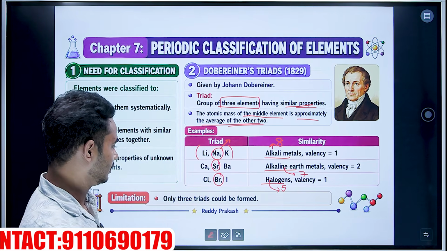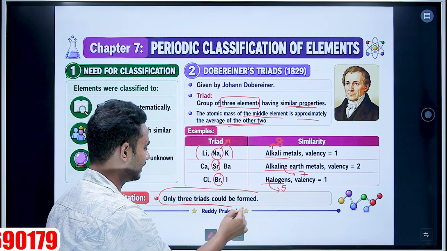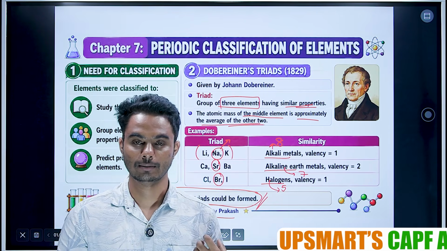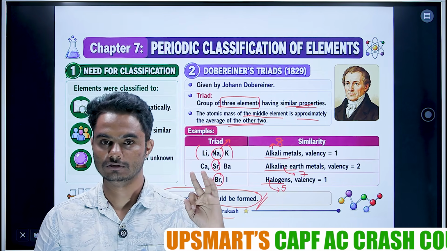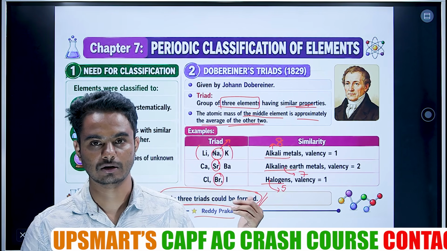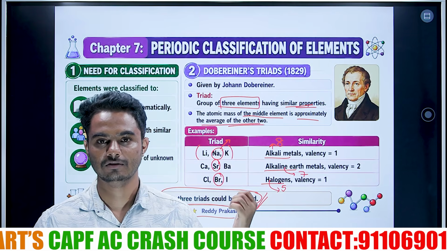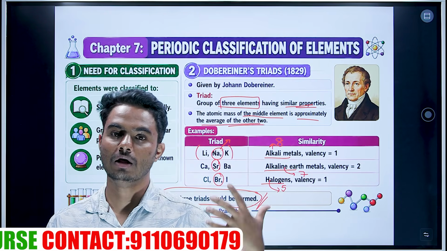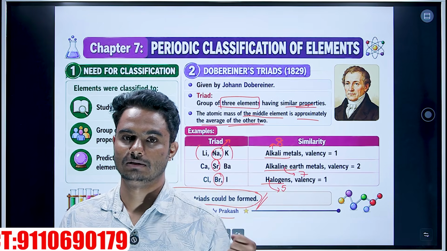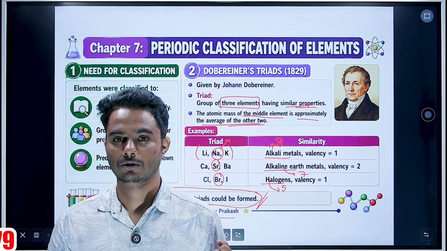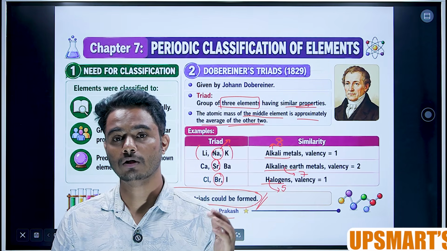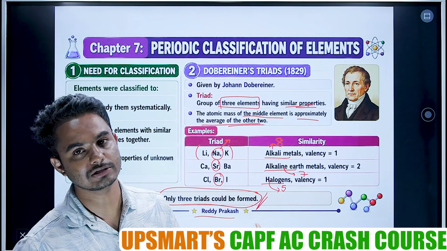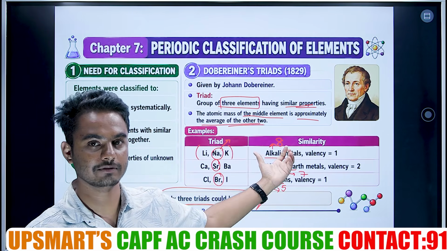But he could group only 3 triads. Out of the entire periodic table, you could find only 3 triads. This was the limitation. So some people say this is only some coincidence. Had you found a large number of triads, say some 20, 30 triads, then we would have accepted. You are finding only 3 triads out of hundreds of elements. This was the limitation, or the backlash, or the criticism he faced.